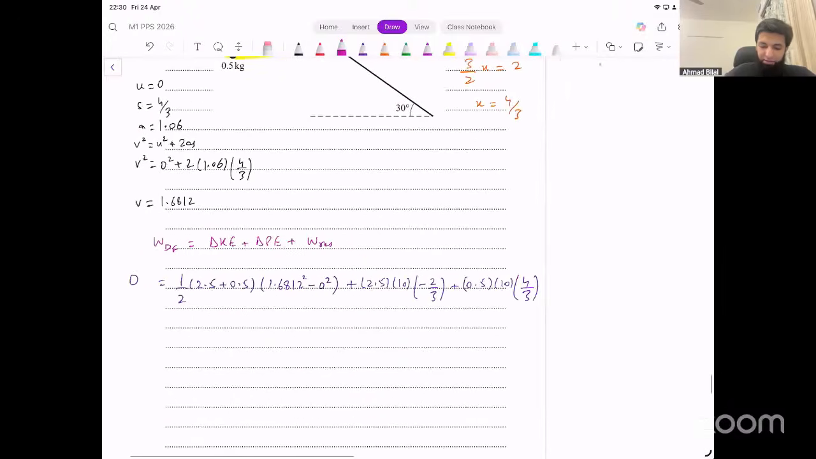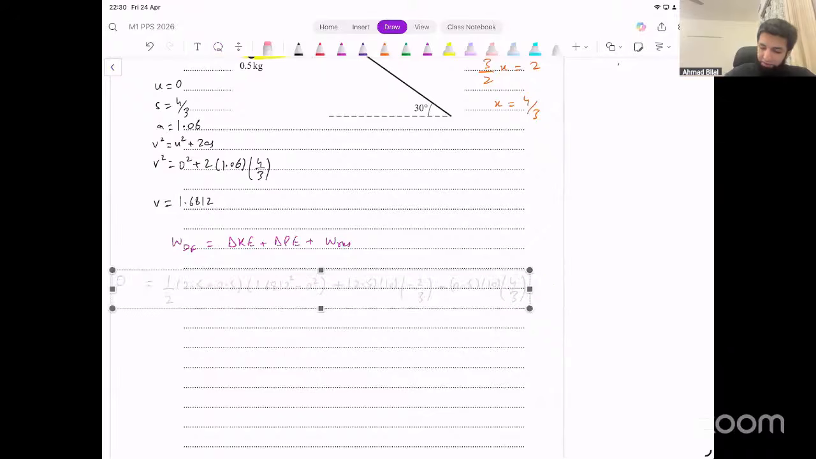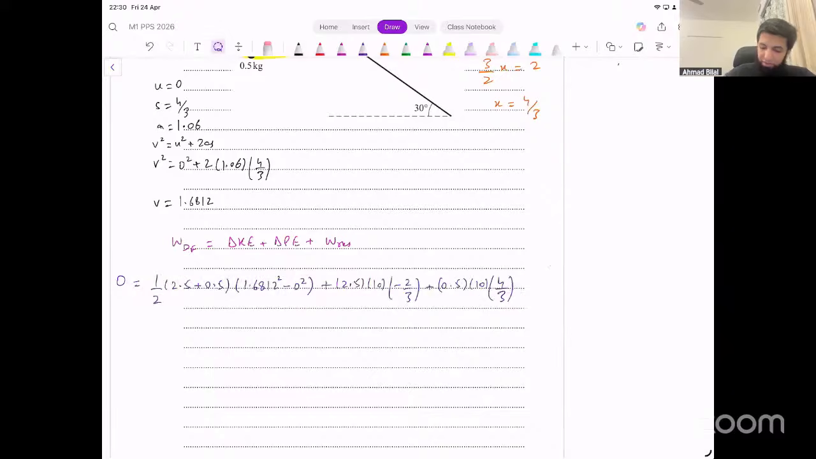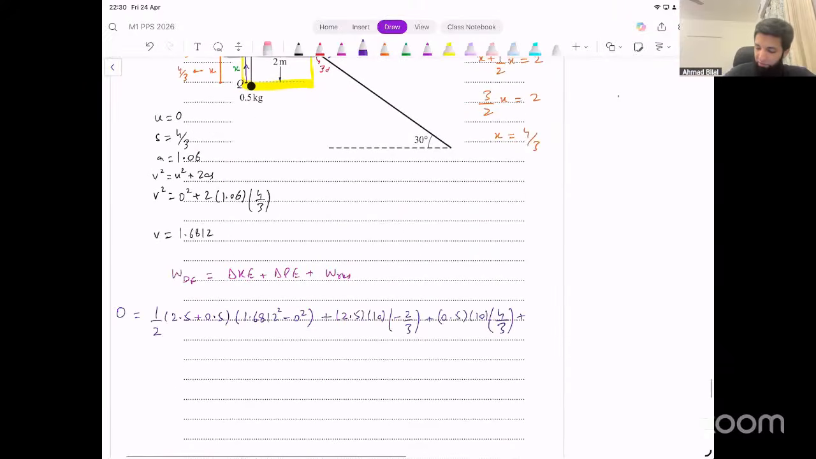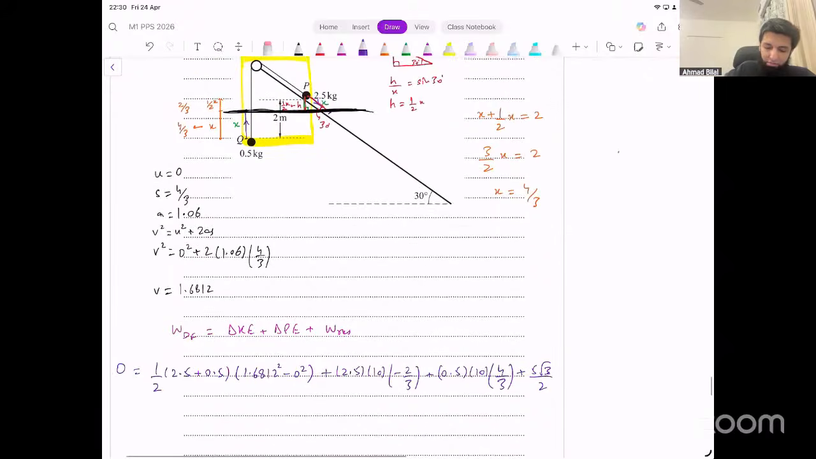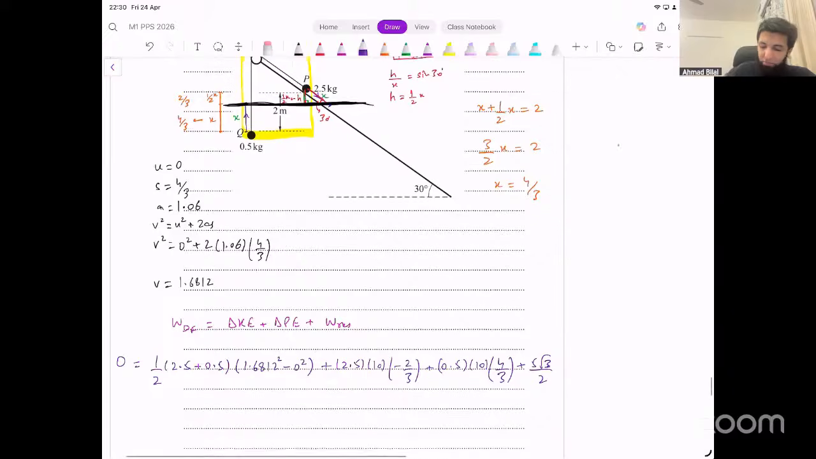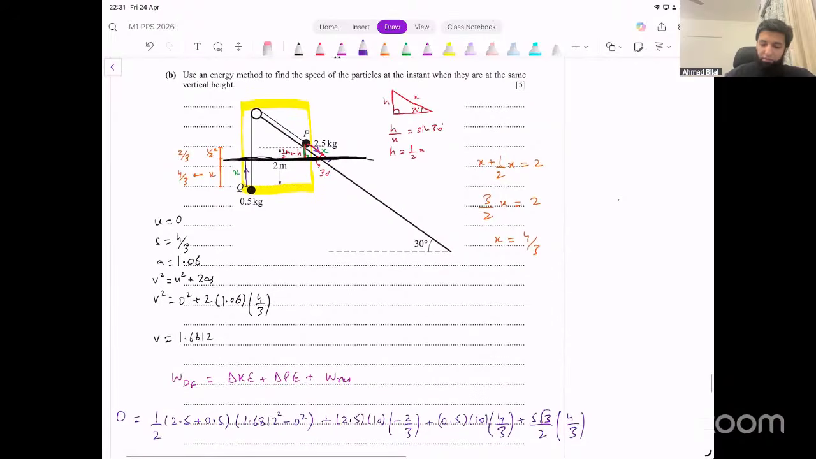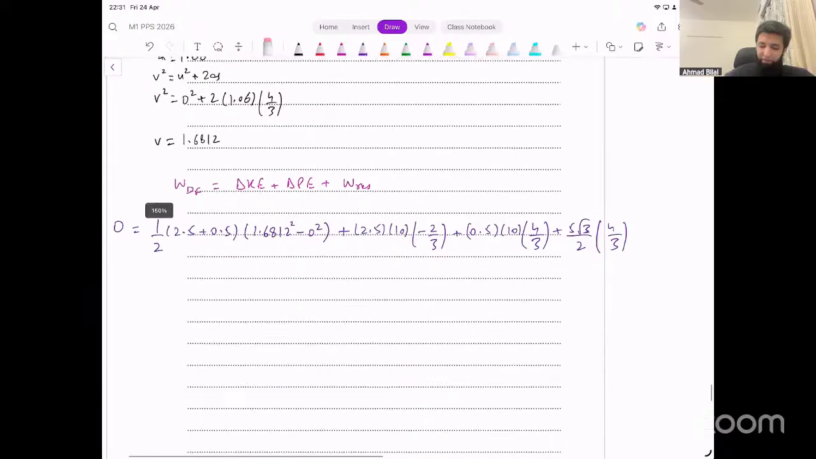What about work done against resistance? Work done against resistance will be the value of that force multiplied by the displacement. Now, how much is the displacement? Force is 5 root 3 over 2 into displacement. How much is it moving? X units. Multiply this by 4 over 3. And that is going to give you the value for V that we're looking for. You solve this equation, find the value for V.